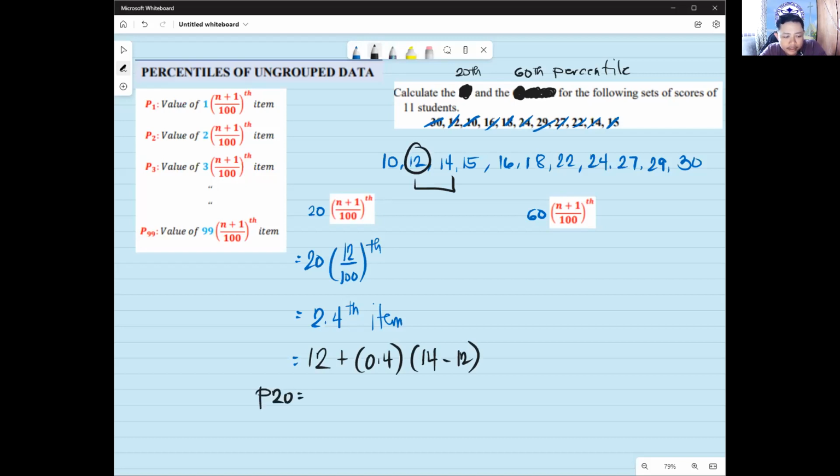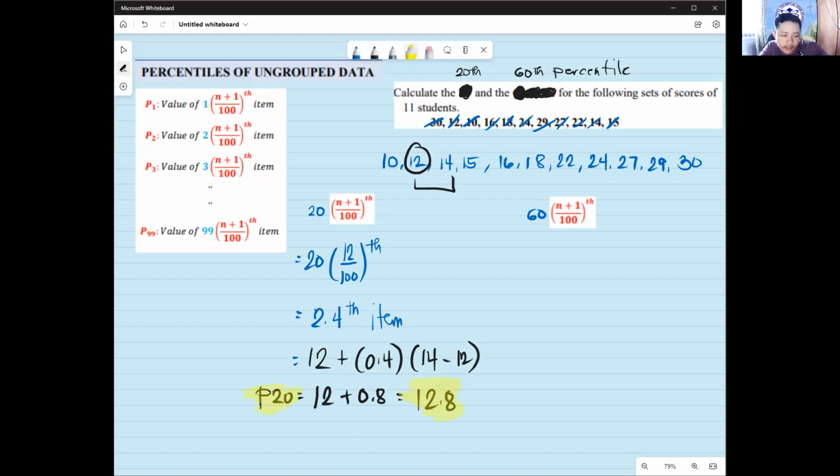Our 20th percentile will be, type it in the chat box. Very good. What about the rest? Good. Oops. Kindly press it properly. 14 minus 12, that's 2. 2 times 0.4 is just 0.8. So that's 12 plus 0.8. The answer will be 12.8. That's it.